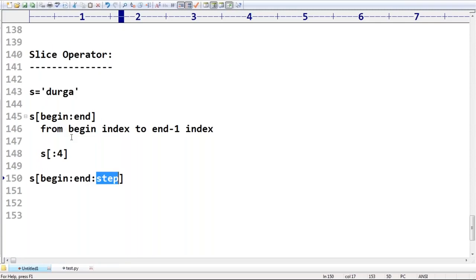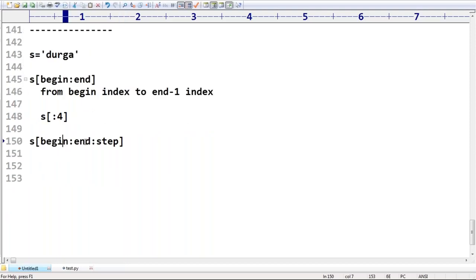Sir, total, how many arguments are there? 3 arguments, not 2. What is the first argument? Begin. What is the second argument? End. What is the third argument? Step. What is the name of this operator? Slice operator, right? Okay. Next, what is the step value we are taking? We took 1.